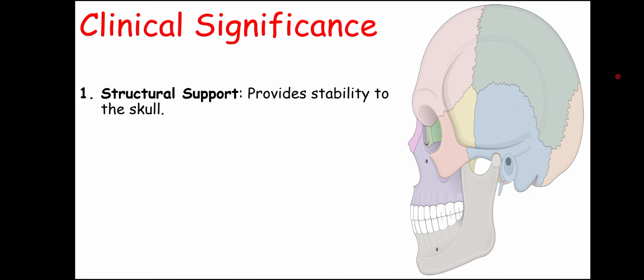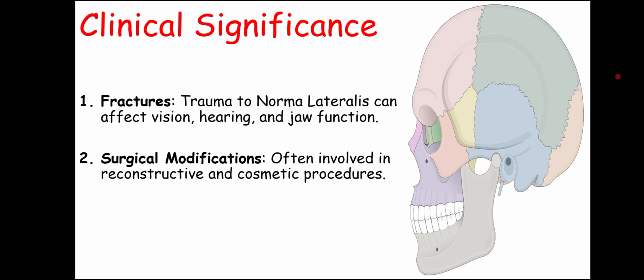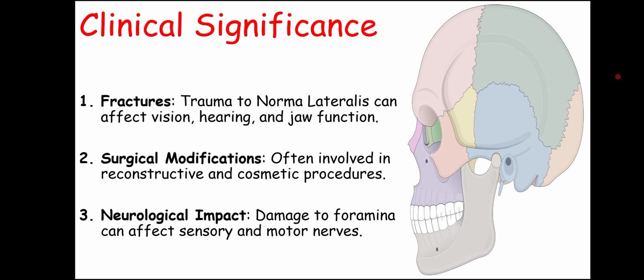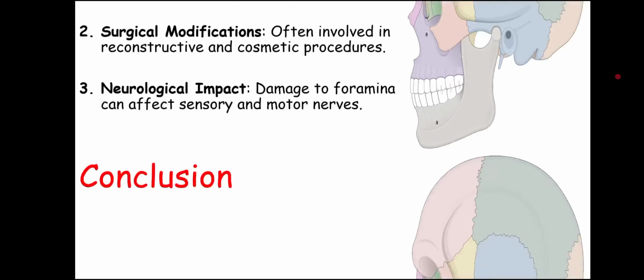Further talking about the clinical significance, it is important for fractures, as trauma to Norma Lateralis can affect vision, hearing and jaw function. The second clinical significance is surgical modification, as it is often involved in reconstructive and cosmetic procedures. And the third clinical significance is neurological impact, that is damage to foramina can affect sensory and motor nerves.